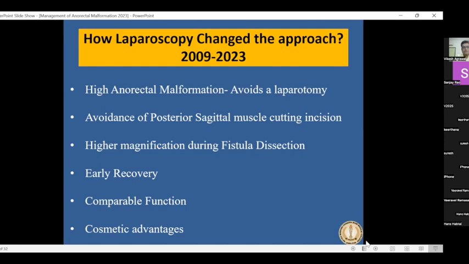So, am I connected? I can't see. Yes, we can. You're online, Vikesh. We can hear you, okay. And your slides are visible.